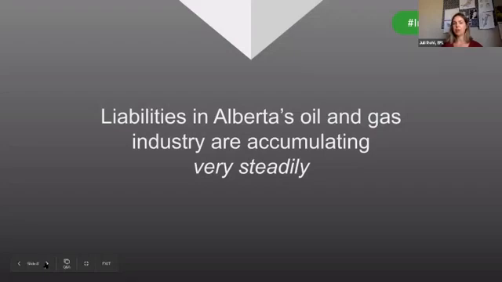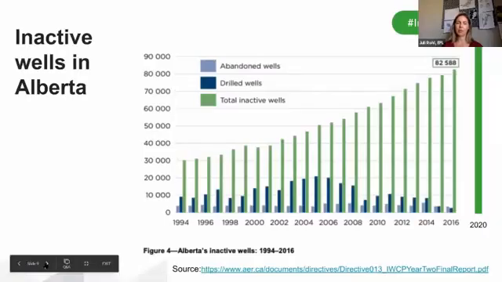are accumulating very steadily. The graph on the next page will show us how this isn't a new problem. This is a problem that's been building for many, many years. The graph shows from 94 to 2016 the inactive wells and the growth of those over time. I've added a green bar and you can't actually see the number at the top because of the hashtag, but we're currently at about 90,000 inactive wells here in 2020.